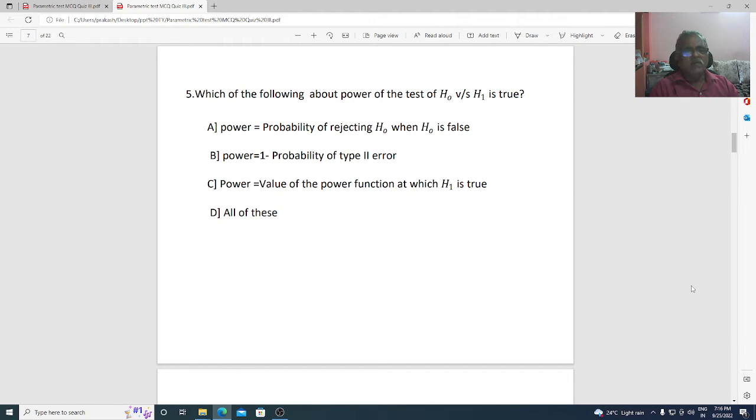Question number 5. Which of the following about power of the test of H0 versus H1 is true? Option A, power equals probability of rejecting H0 when H0 is false. Option B, power equals 1 minus probability of type 2 error. Option C, power equals value of the power function at which H1 is true. And D, all of these. The correct option is all of these.